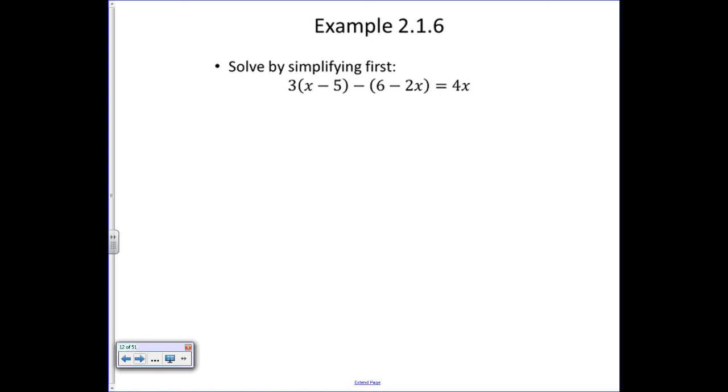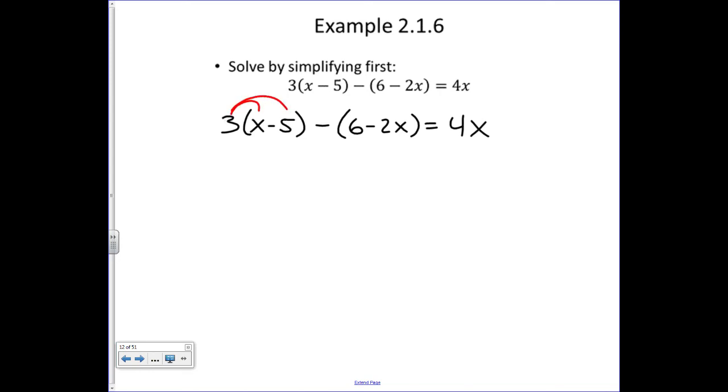So let's try one more example of this. We're going to solve by simplifying first. We've got 3 times x minus 5 minus 6 minus 2x is equal to 4x. So we first want to distribute the 3. We get 3x minus 15. And then remember, we have to distribute this negative sign. So we get minus 6 plus 2x. And that's equal to 4x.